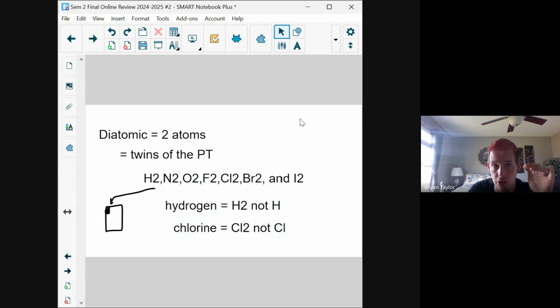You do need to know those, because if you're doing reactions, or if I'm just asking you in general, you have to know that it's a 2. Those are special, and they're rare, just like twins. There's only 7 out of the 118. That's not a big percentage. That's about 5% of the periodic table. Under, actually, 4%.